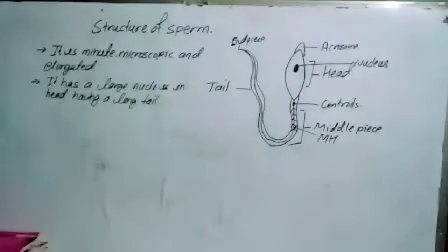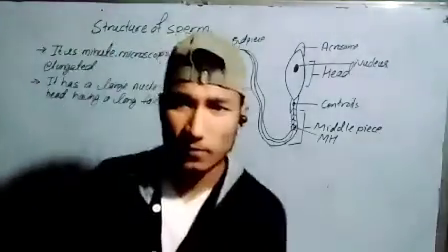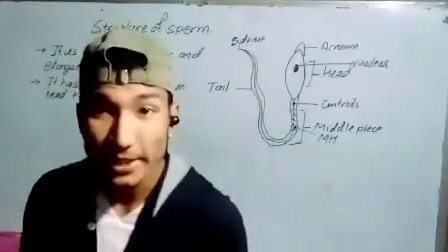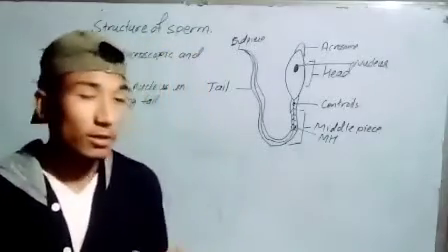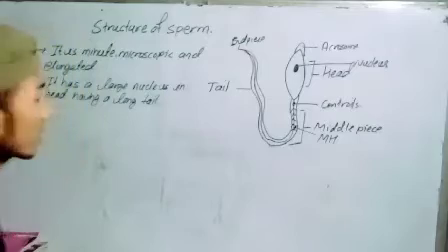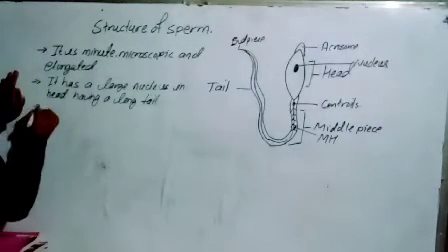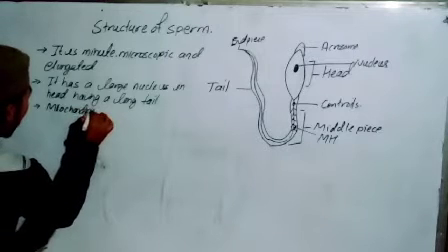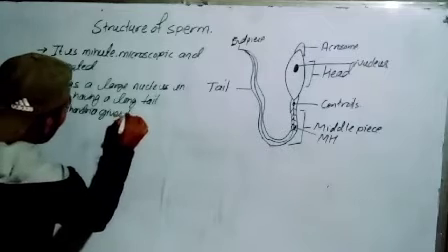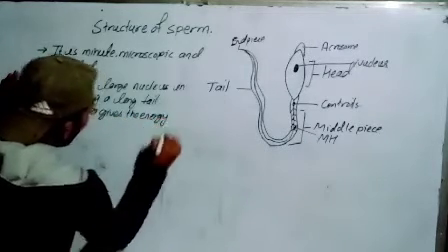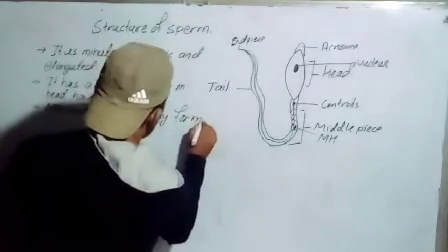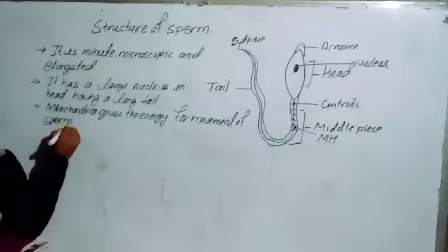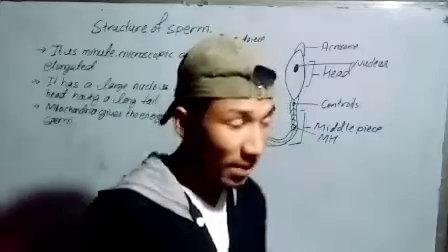So what is the function of centrioles and mitochondria? The mitochondria is the powerhouse of the cell. Why is it called the powerhouse of the cell? Because mitochondria produce energy. Mitochondria provide the energy for the movement of sperm.